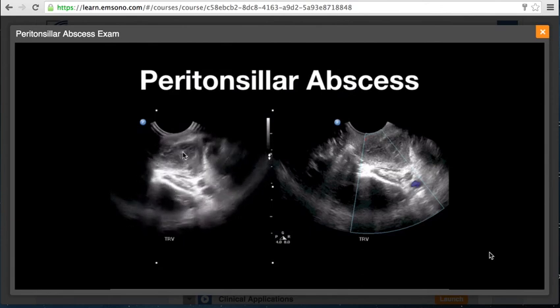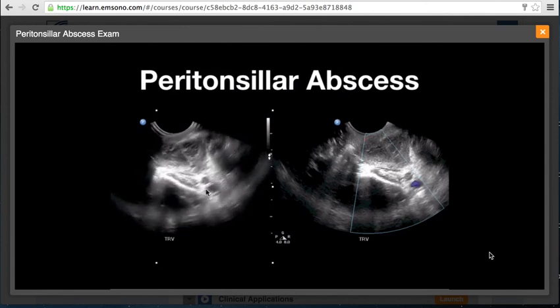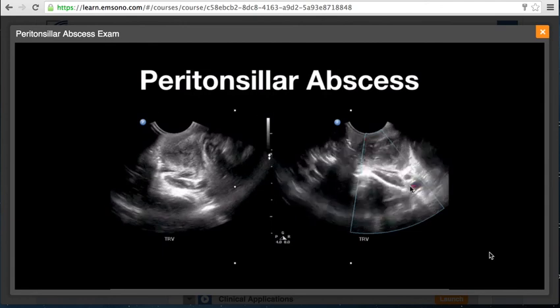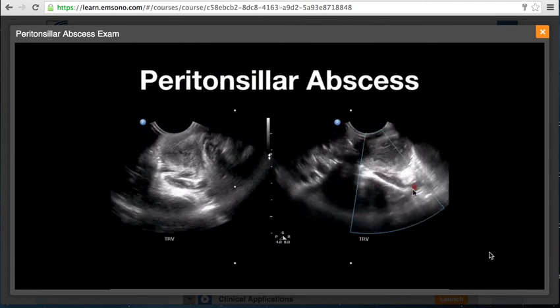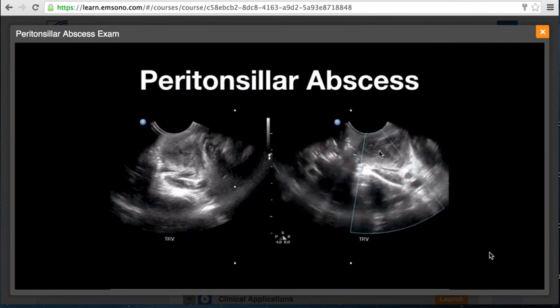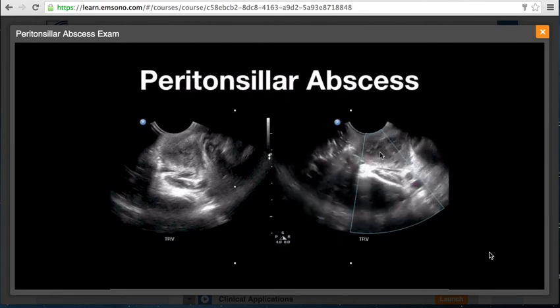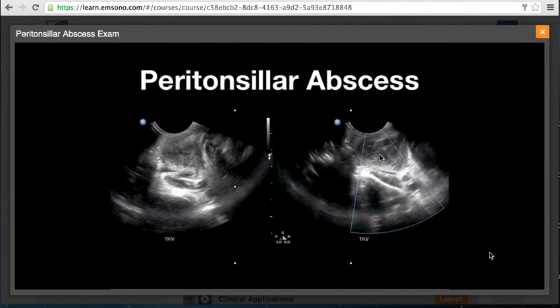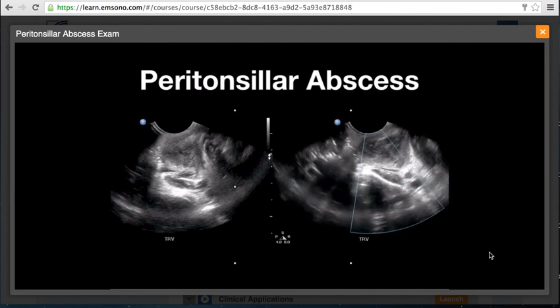There's some septations also. You can see the carotid vessel behind, and you can see on Doppler here, carotid vessel right there. But this was a patient with a relatively large abscess. You can see with transducer compression that there is swirling of the internal contents. On needle aspiration, about 7 cc's of pus was obtained from this patient.